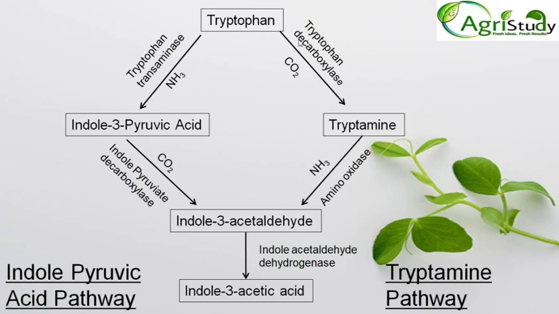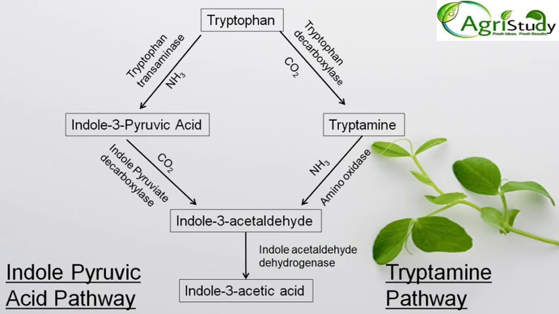This takes place in the presence of tryptophan decarboxylase, and tryptophan decarboxylase leads to formation of tryptamine. And this tryptamine will convert into indole 3 acetaldehyde by the release of the amine group, that is NH3. Deamination takes place in the presence of amino oxidase. This indole 3 acetaldehyde leads to formation of indole 3 acetic acid, the natural auxin IAA, in the presence of indole acetaldehyde dehydrogenase.